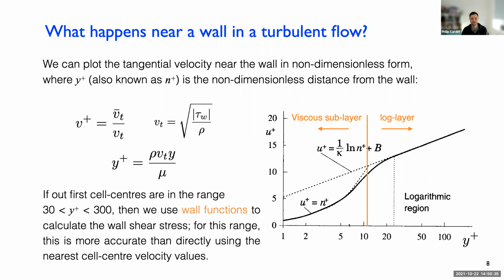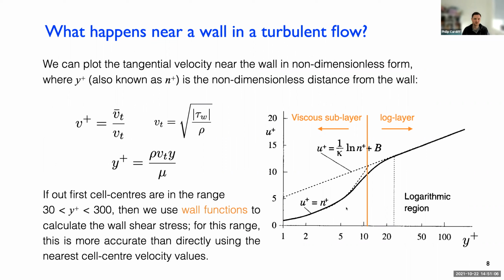So if your first cell is at 30 or greater, you know the first cell center is in the log region, the turbulent region, whereas if it's less than 5, you know it's in the linear laminar region. So if you can afford to refine your mesh and put the first cell in the linear region, then it should be able to approximate that slope at the wall, the gradient at the wall, so you can accurately calculate the drag. But typically that will be very expensive, even for RANS.